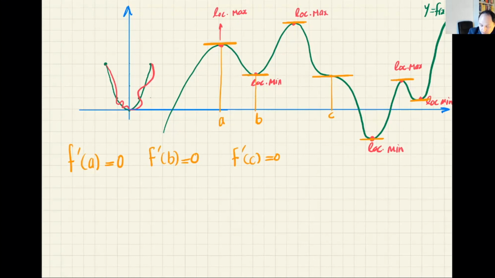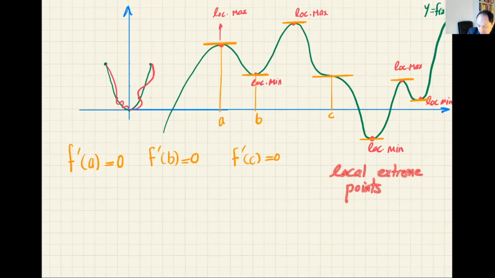Okay, but is this point a local minimum? No. Is this point a local maximum? No. So I am facing two problems. In order to find the local maximum points and local minimum points, by the way, these are called local extreme points.